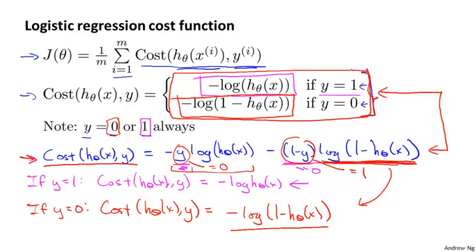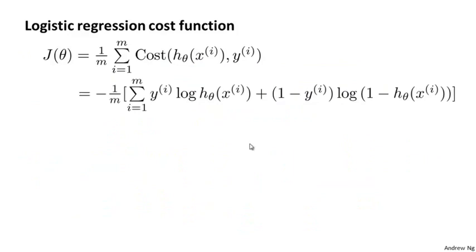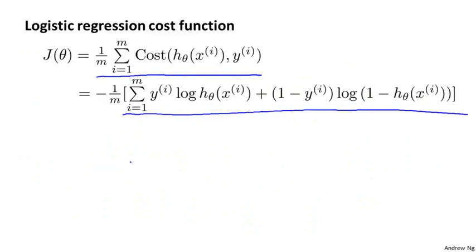We can therefore write out our cost function for logistic regression as follows. It is 1 over m of the sum of these cost functions, and plugging in the definition for the cost that we worked out earlier, we end up with this, where we just brought the minus sign outside.